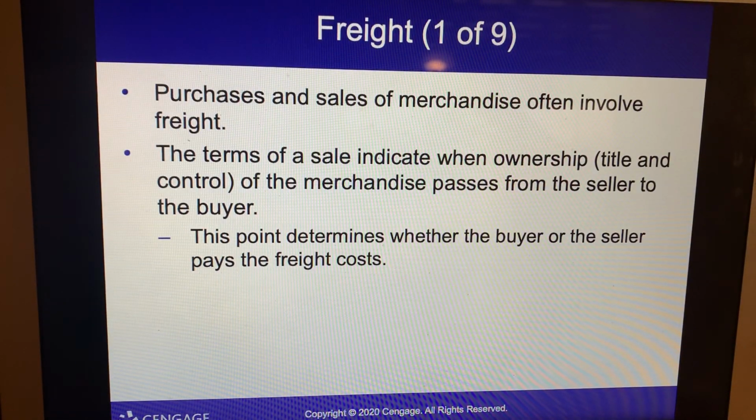Freight. Purchase and sales of merchandise often involve freight. The terms of a sale indicate when ownership, title, and control of the merchandise passes from the seller to the buyer. The point determines whether the buyer or the seller pays the freight costs.